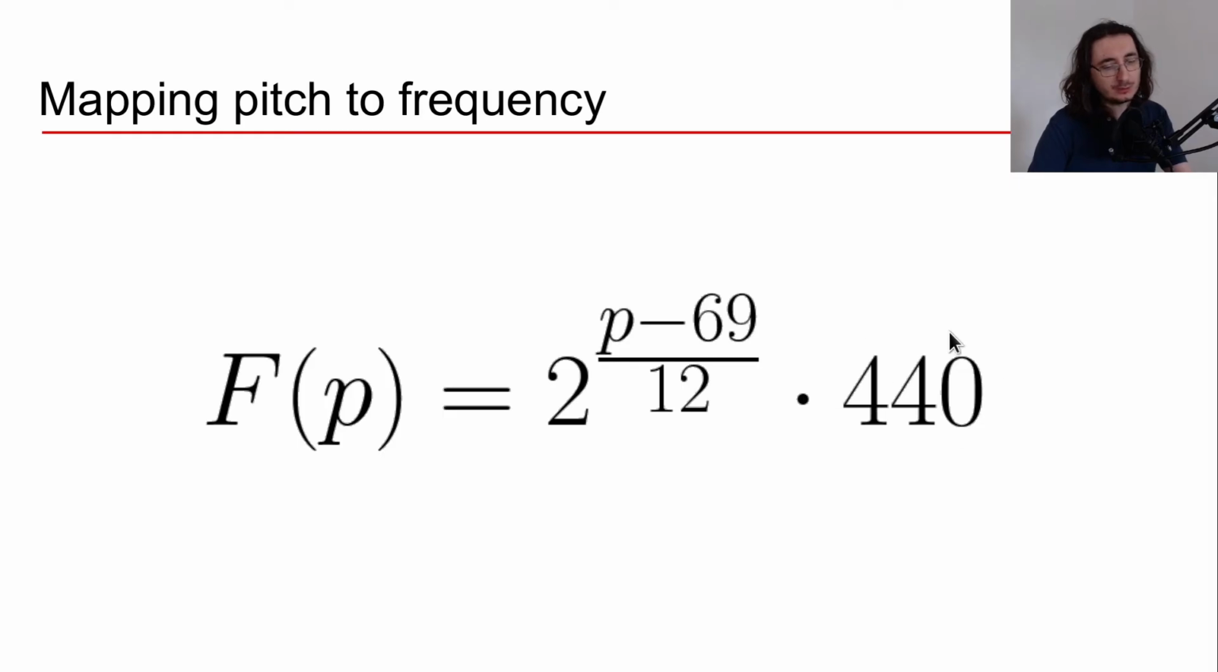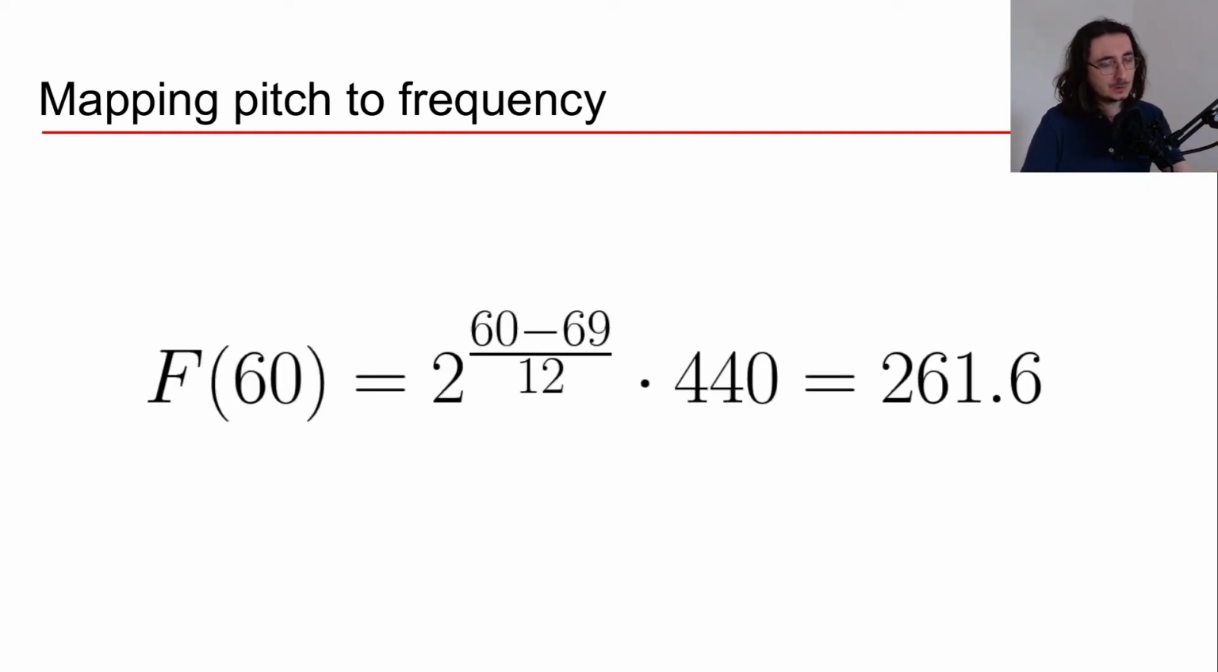And this 440, you can recognize, is just the frequency at pitch 69, at MIDI note 69, because if you plug 69 into this p here, the whole power term becomes 1, and if you multiply that by 440, you just get 440, which is the frequency for pitch 69, or A4. Okay, so now let's try to plug in an example number here.